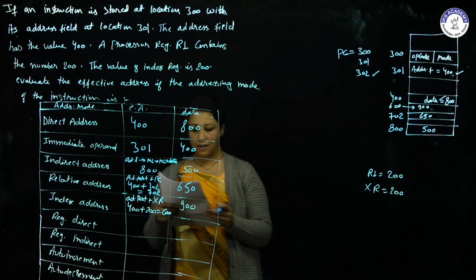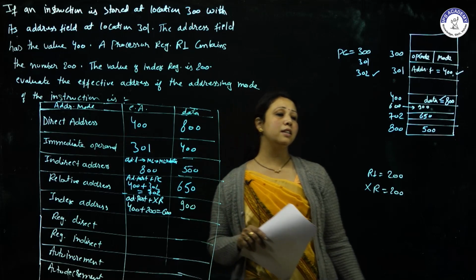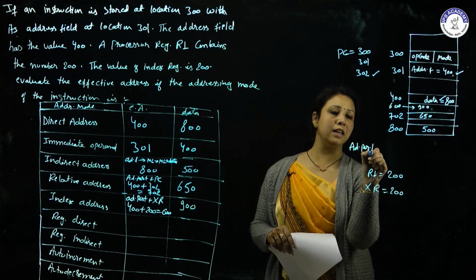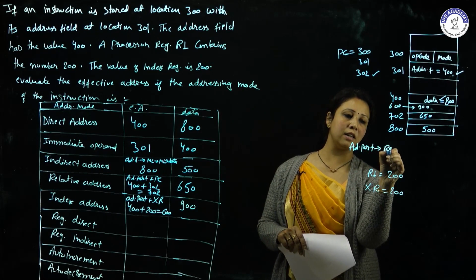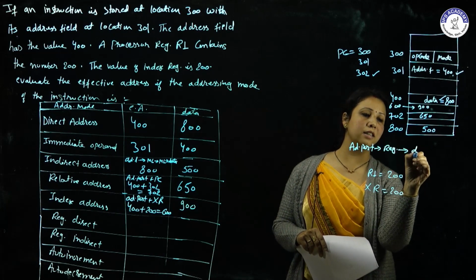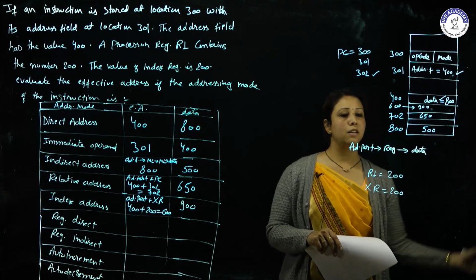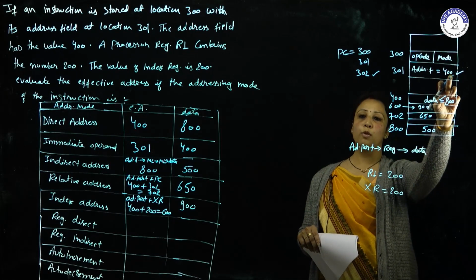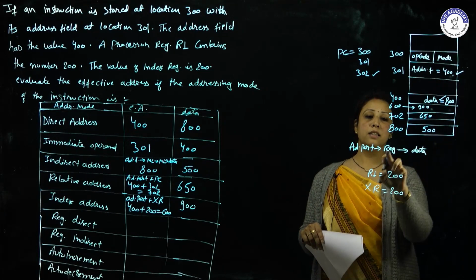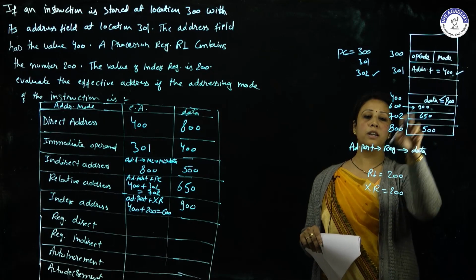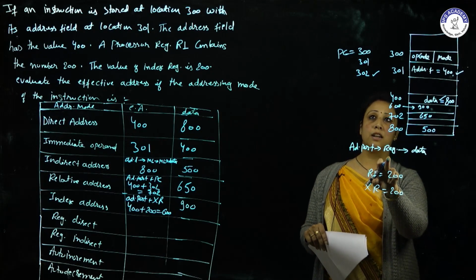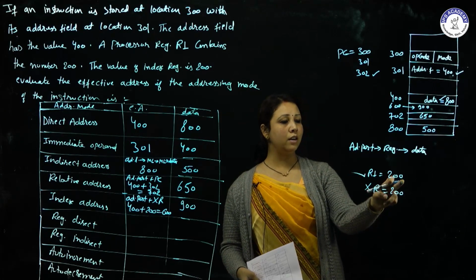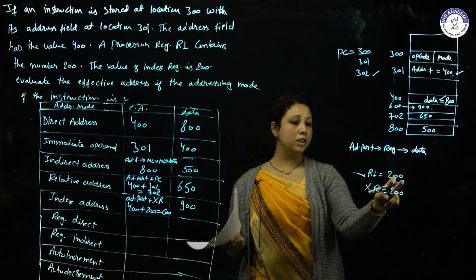Then register direct mode tells us the address part contains the address of a register, and this register contains the data. So the value of the address part is 400. This 400 is the address of this register, and here the register is R1 whose value is 200, which is given in this question.